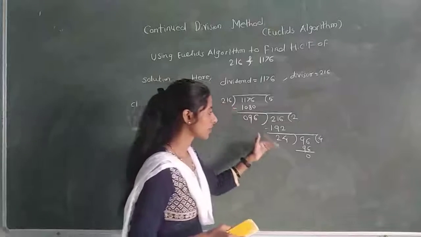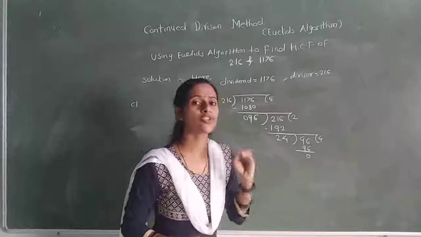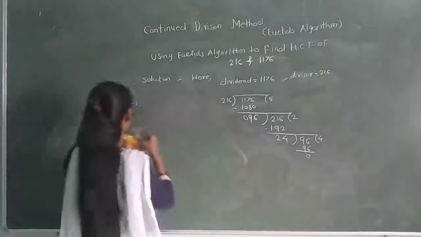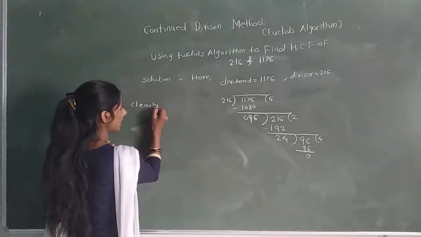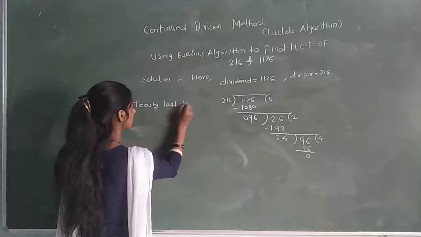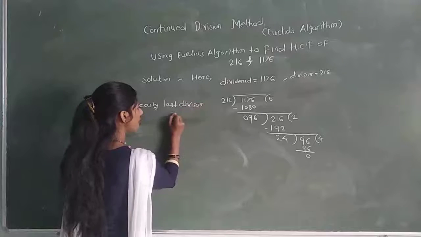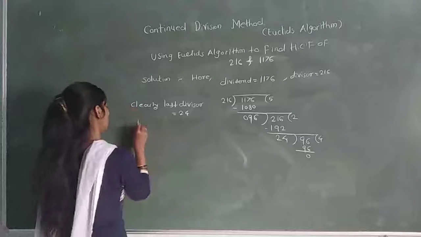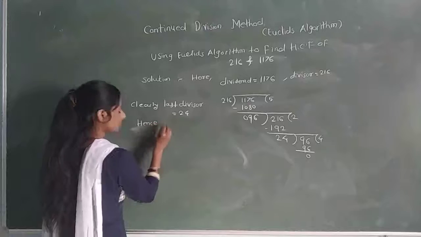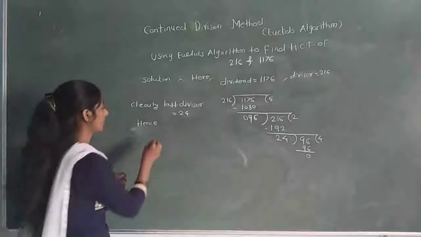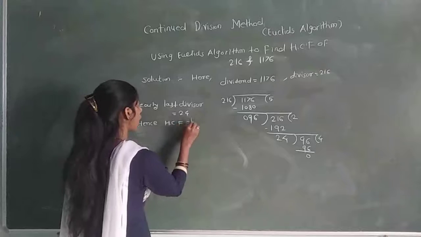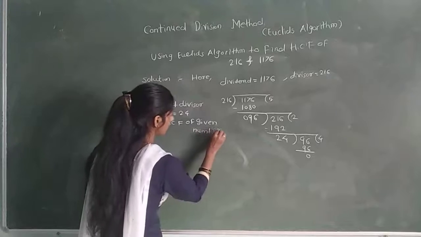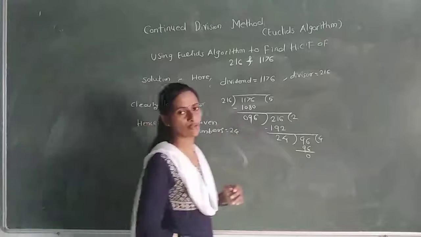Step 1, step 2, step 3, till the remainder is 0. Then the last divisor is the required SCF. Okay, so clearly the last divisor is equal to 24. Therefore, hence the SCF of the given numbers is equal to 24. Got it?